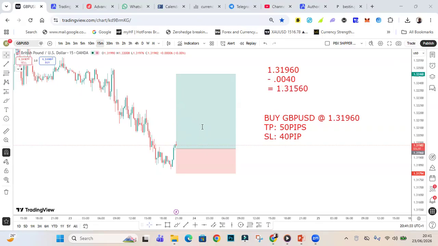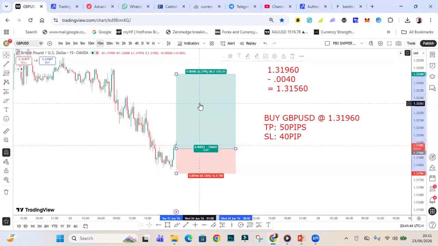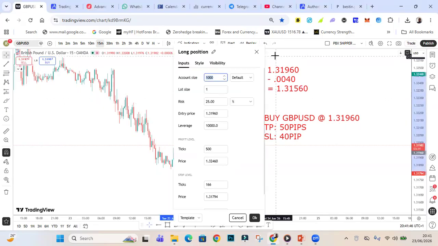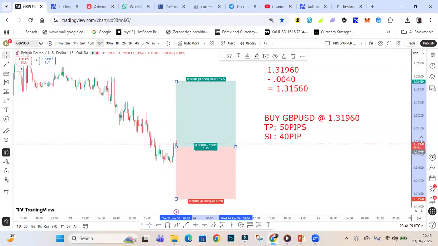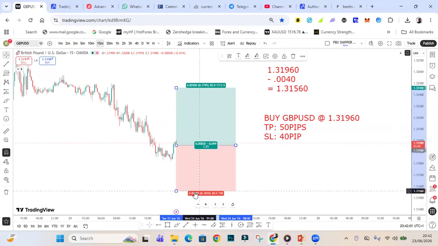So now let's put our stop loss again. Okay, so stop loss, we're going to put it now. Price. So stop loss is 1.31560. Let's see if we are correct. Yes, this is exactly 40 pips and this is 50 pips.